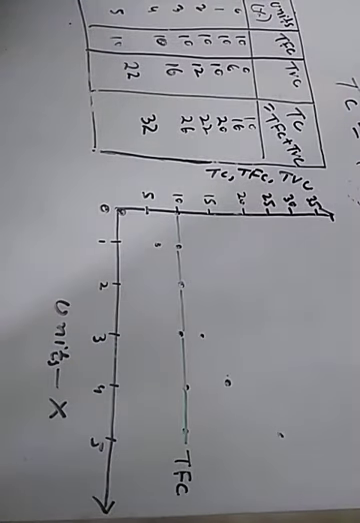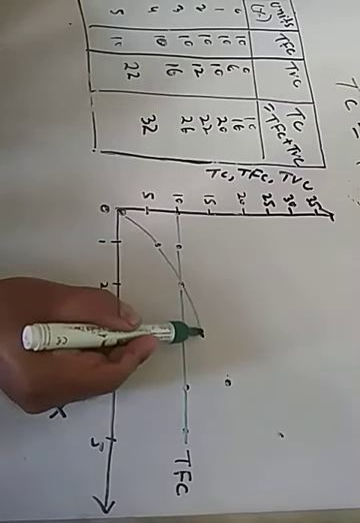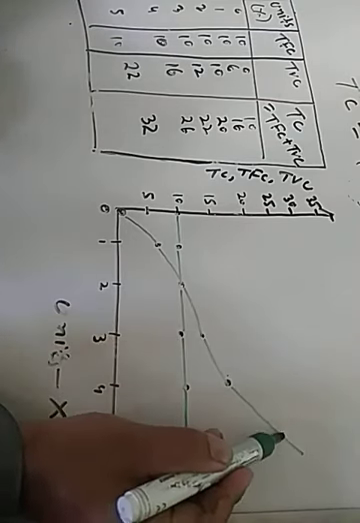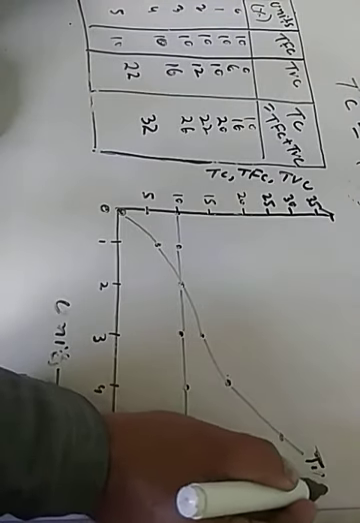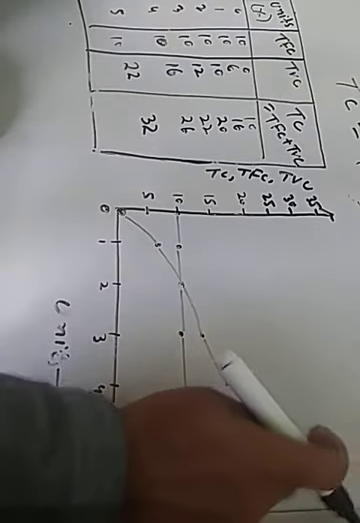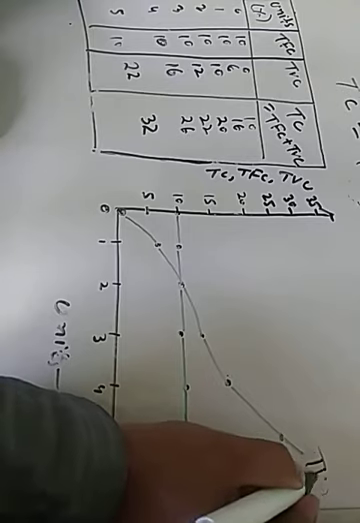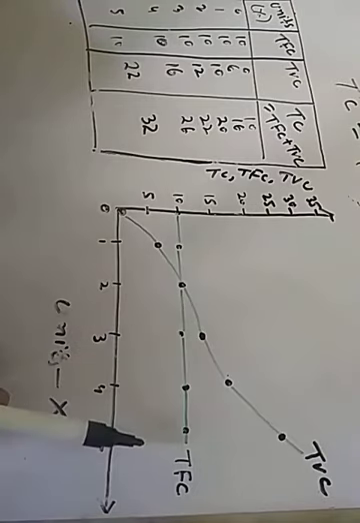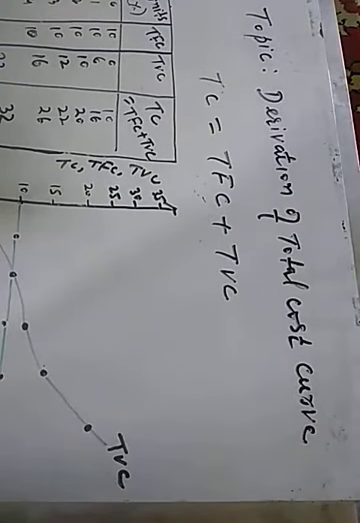Now by joining these points, we will get a curve known as the total variable cost curve. This is the total variable cost curve. Now from these curves, the total fixed cost curve and total variable cost curve, we will derive the total cost curve, which is the vertical addition of these two curves.